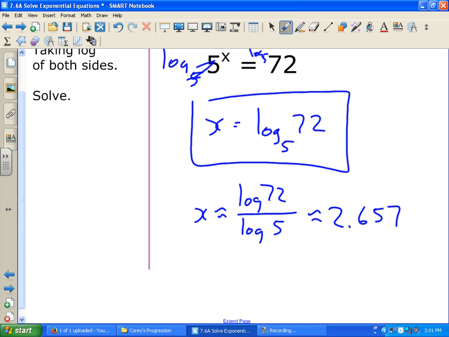So, your answer without a calc, and this is your answer with a calc. I expect you to be able to do both.